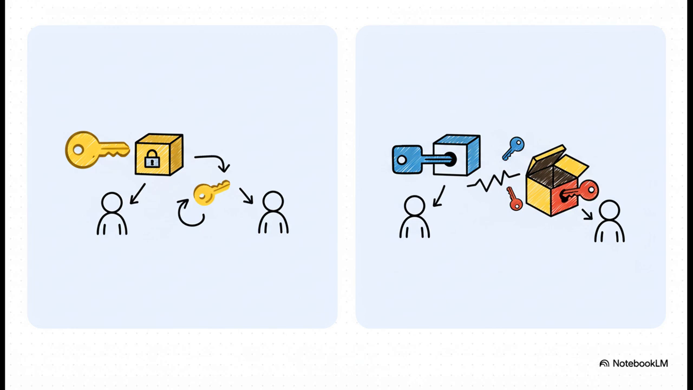Now, encryption comes in two main flavors. First, you've got symmetric encryption. This is where you use one single shared key to both lock and unlock the data. It's really fast, but you have a big challenge. How do you get that secret key to the right person securely? Then you have asymmetric encryption, which is pretty clever. It uses two keys, a public key you can give to anyone and a private key that you guard with your life. Anyone can use your public key to lock a message and send it to you, but only your private key can unlock it.